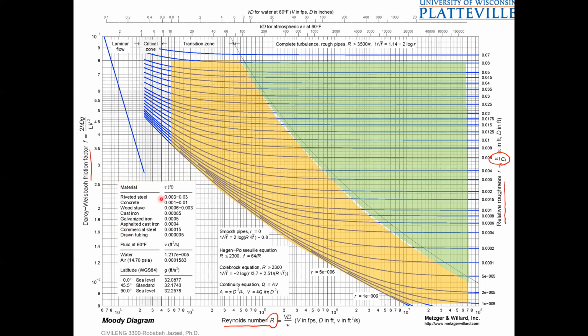You can see other things here. If you don't want to look at the table in your textbook for roughness, you can find roughness for different materials here. For example, cast iron is 0.00085, or some equations that we use to find friction factor or the continuity equation, it's written here. So it's very handy to use Moody's diagram. It's empirical and it's easy to use and find friction factor.